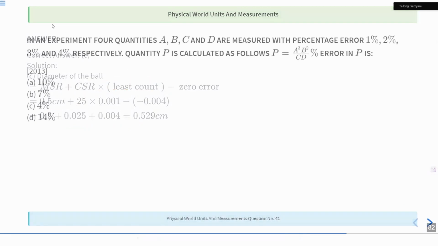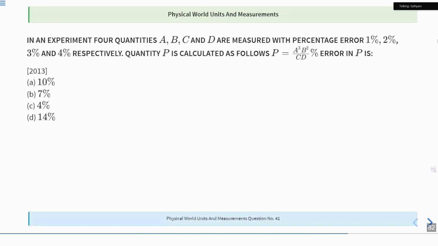In the next question, in an experiment, 4 quantities A, B, C, and D are measured with percentage of error 1%, 2%, 3%, and 4% respectively. So the quantity P is given as follows. P is equal to this, then the error in P.